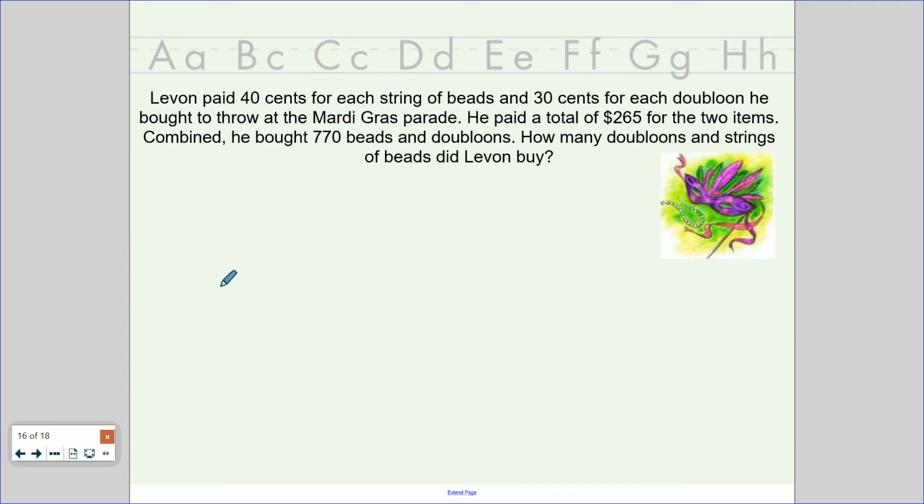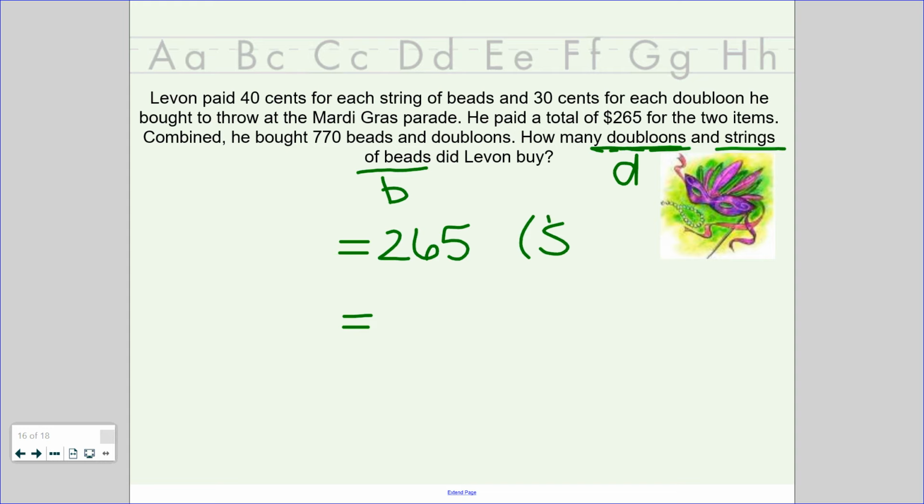Okay, so hopefully you have variables for doubloons and strings of beads. I'm going to use D for doubloons and B for strings of beads. There are two totals that show up in this problem, and hopefully that's what you have your equations equal to. The first total is how much he paid for everything. So I'll put a little money sign by that equation, $265.